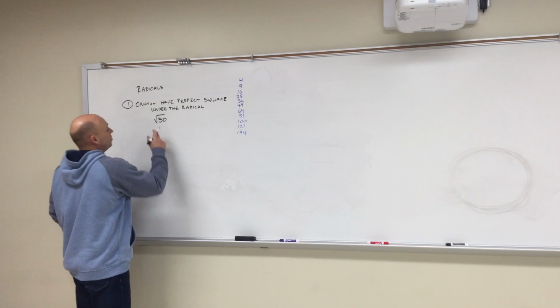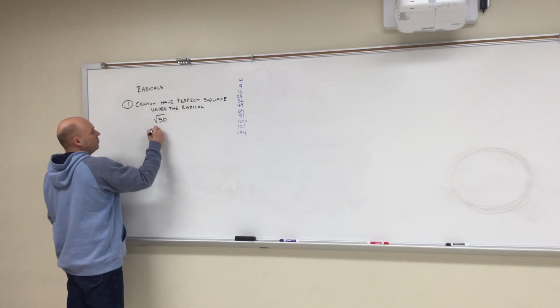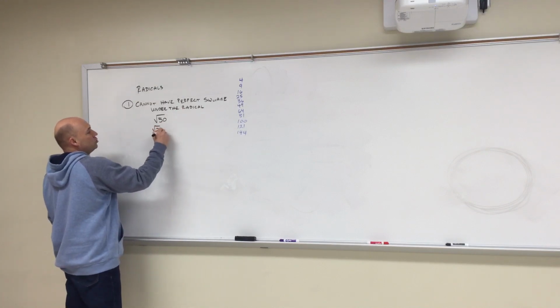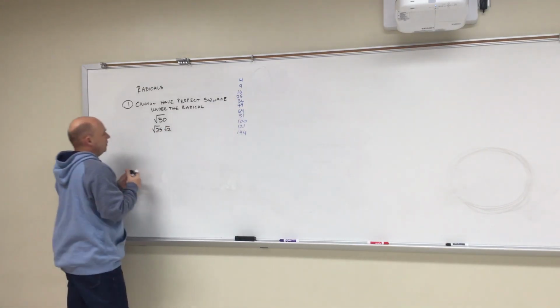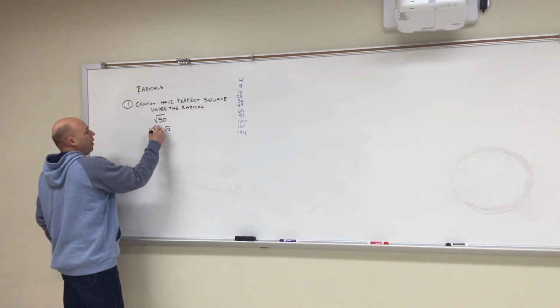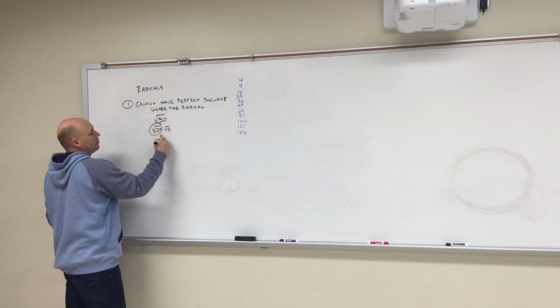Okay, so I have the square root of 50. I know 25 goes into 50 evenly 2 times. I always write the blue number here first, and if you need to turn it to blue, you can. And then the square root of 25 is 5, so it becomes 5 radical 2, and then that's my answer.